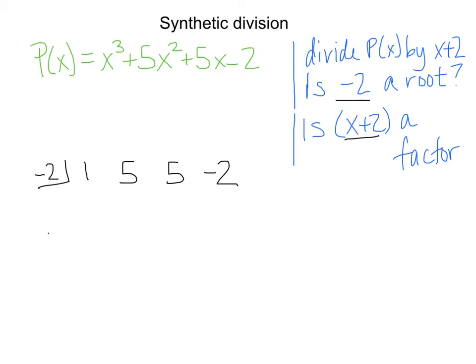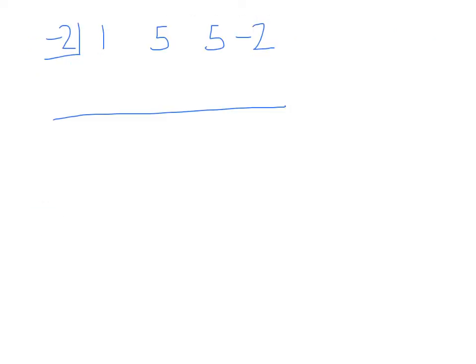Okay, and then we set it up like this. As a reminder, the operation we're going to use is addition. Now, here's the same example. So here we go. We're going to add, and we just bring the 1 down. Then, to move on up, we multiply by whatever's in the box. So this becomes negative 2.